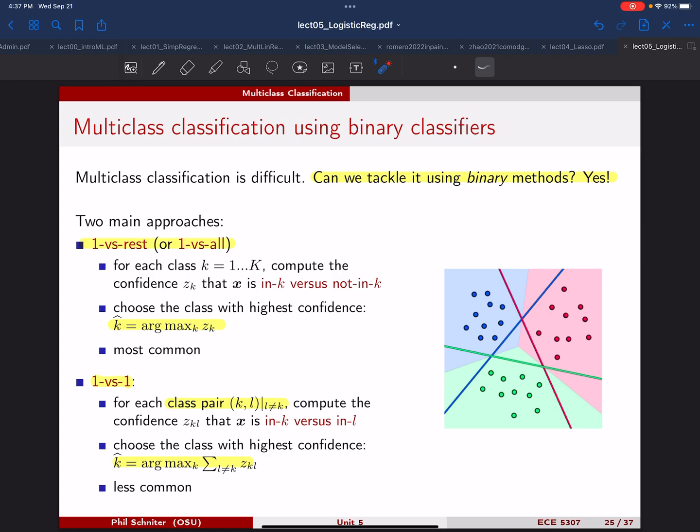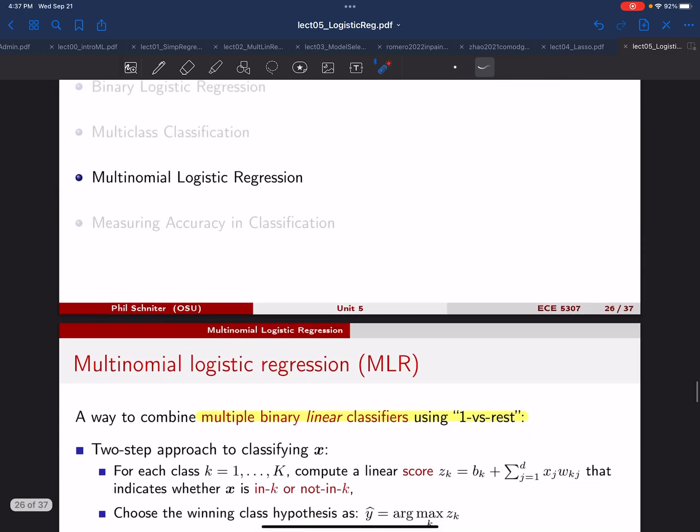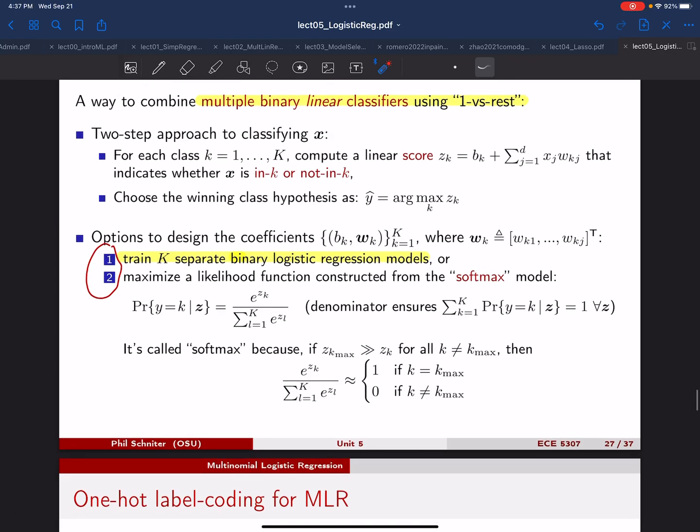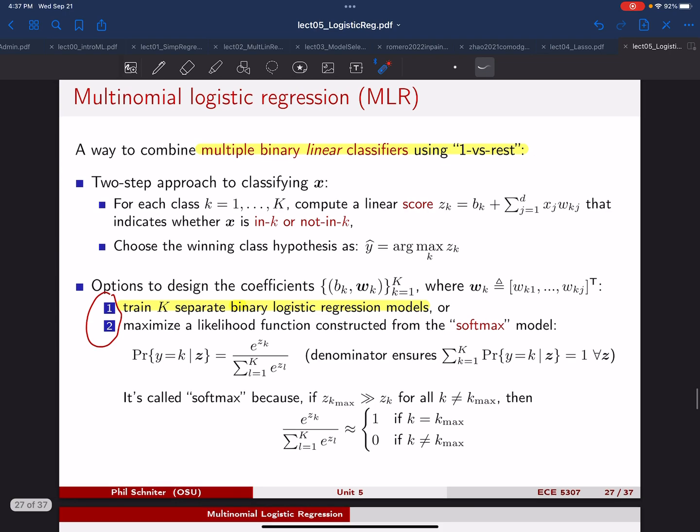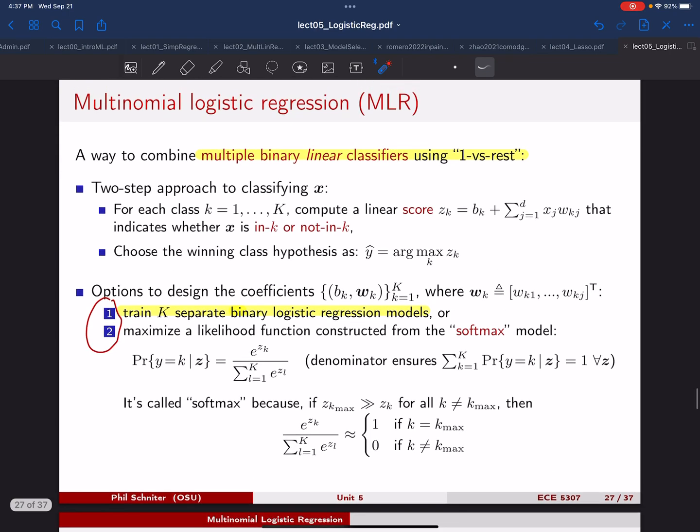So maybe there's a way of jointly designing all three classifiers that would work better than this individual approach. So that is the second option here. It's called multinomial logistic regression, the title of the slide. And so what we do is we're going to use a slightly more complicated probabilistic model. It's very similar in spirit. It's kind of like if you extended that sigmoid to multiple dimensions. So this is what you do.